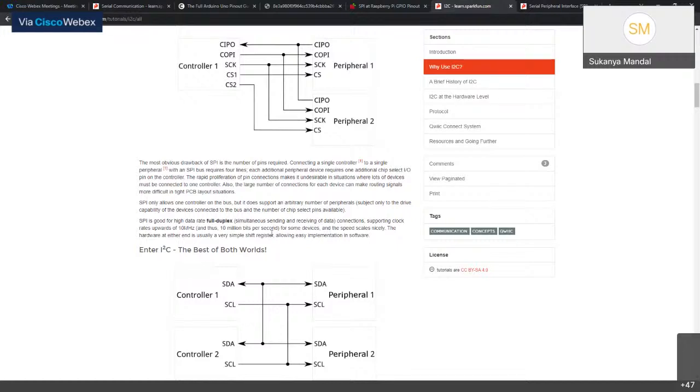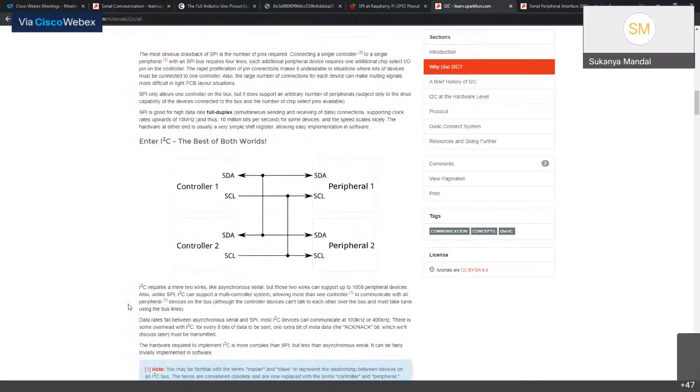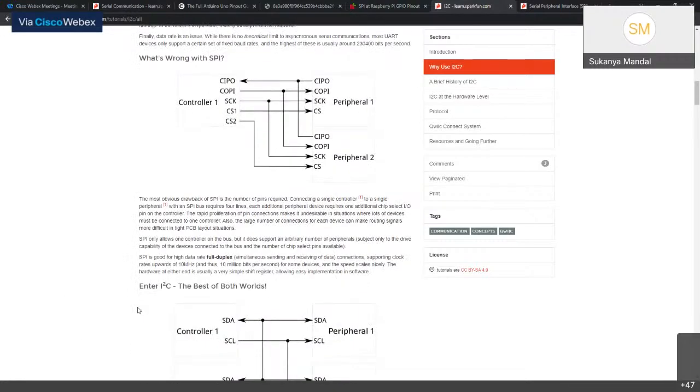On the other hand, SPI is essentially good for full duplex mode of communications, which means that sending and receiving can happen at the same time. And it also supports clock rates up to 10 megahertz, thus 10 million bits per second for some devices. Okay. Now, this is when I2C kicks in.